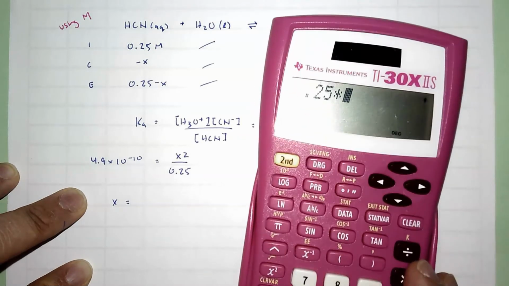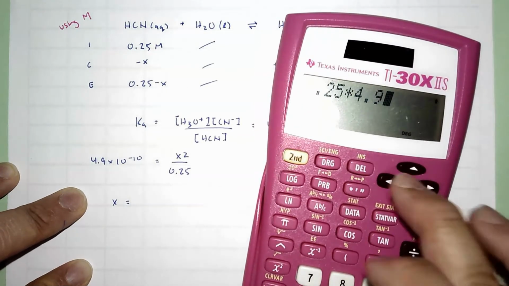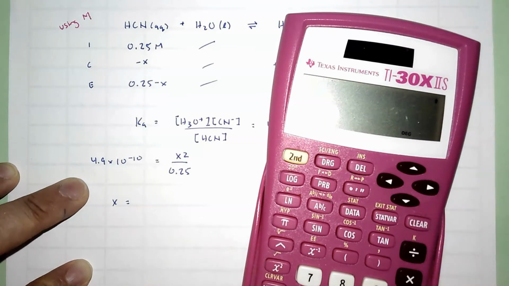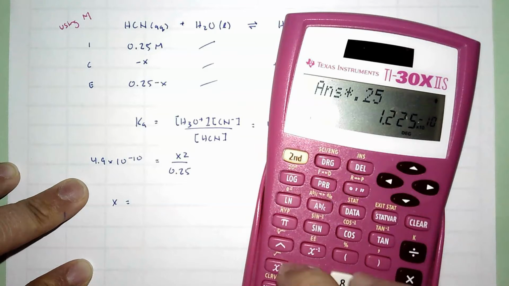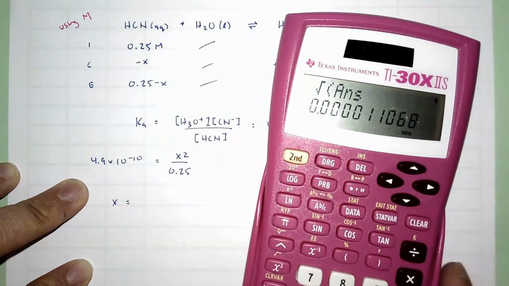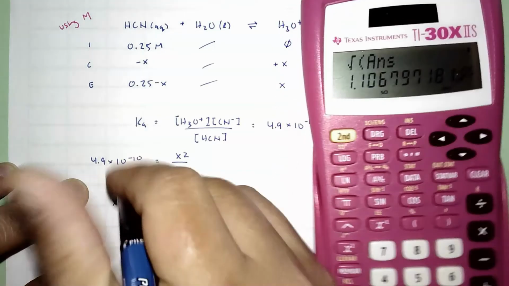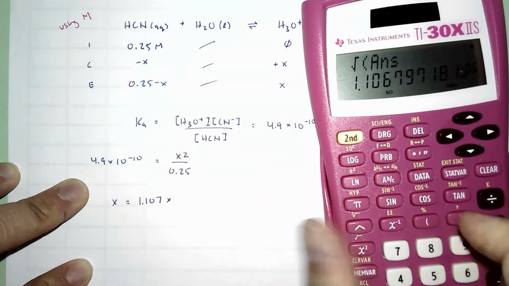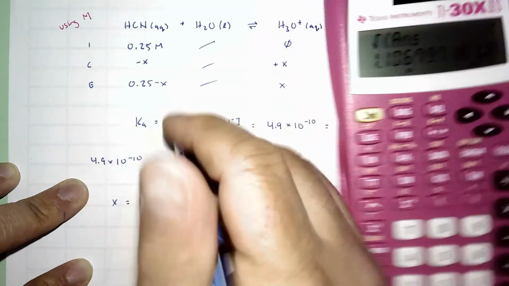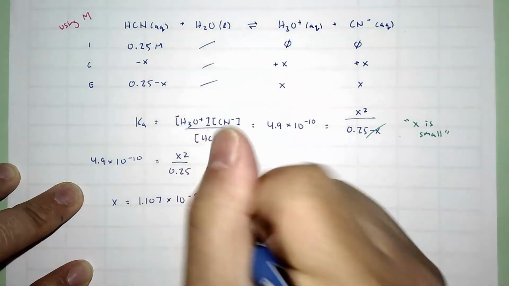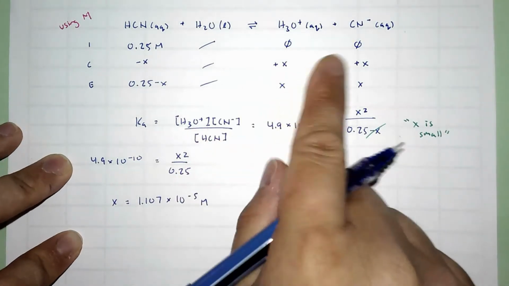4.9 times 10 to the minus 10 times 0.25 equals x squared, so I take the square root of both sides. Let me get into scientific notation. 1.107 times 10 to the minus 5. That's a molarity, and it represents the molarity of hydronium and CN-.